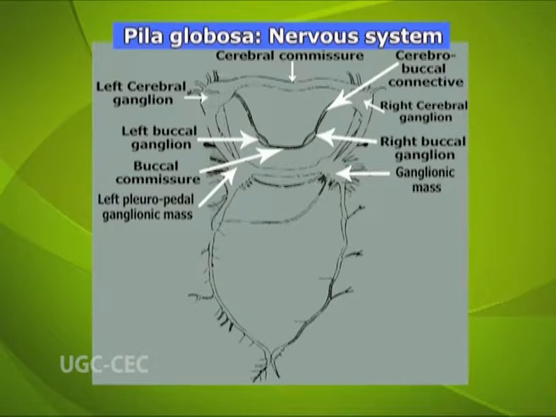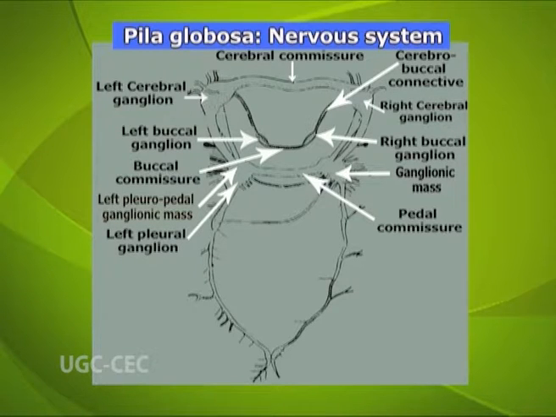A pair of pleuropedal ganglionic masses is present on the ventrolateral side of the buccal mass, one on the right side and the other on the left side. Each pleuropedal ganglionic mass is formed by the partial fusion of outer pleural and inner pedal ganglia, which lie very close to one another and are separated only by a notch. The two pedal ganglia are connected by a broad pedal commissure lying under the buccal mass. The pedal ganglion gives out numerous nerves to the foot.